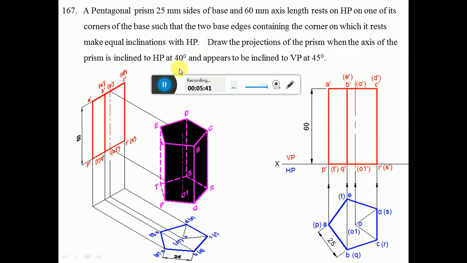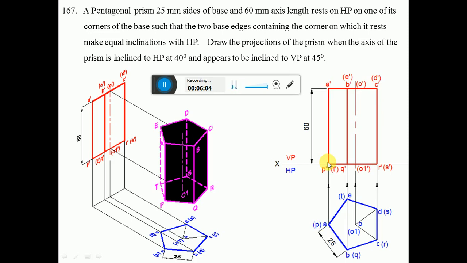So since it says it is resting on a corner, two of the base edges containing the corner make equal inclination. Since it is resting here, this side is a corner and this side is an edge. The edge which is perpendicular to VP, that is RS, will be perpendicular to VP, so this becomes an edge. Here you have only one point, which is called P dash, so obviously it becomes a corner.